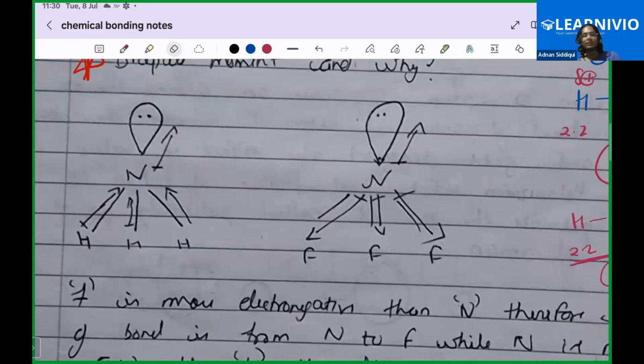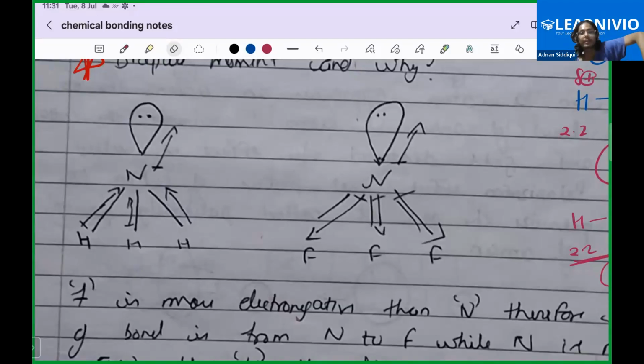Which one will have more dipole moment? I'm going to say NH3. The reason is that it's not canceling out. In NF3, it is canceling out because the electrons are taken away from all four. Good. Very good.